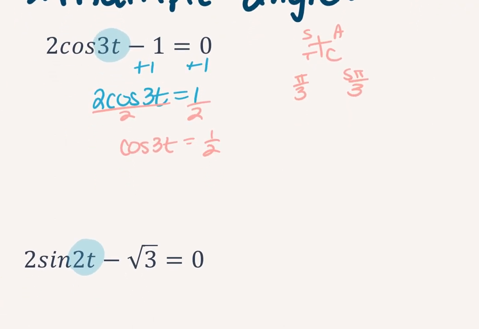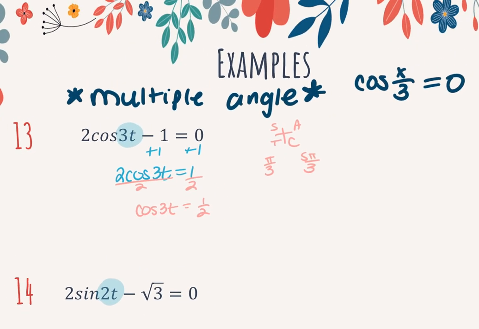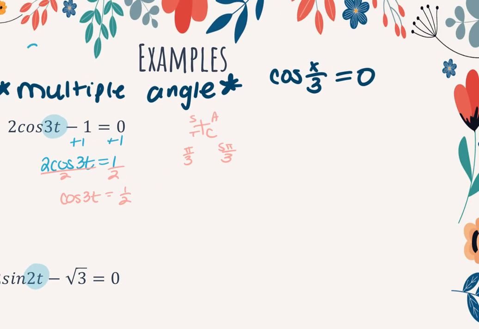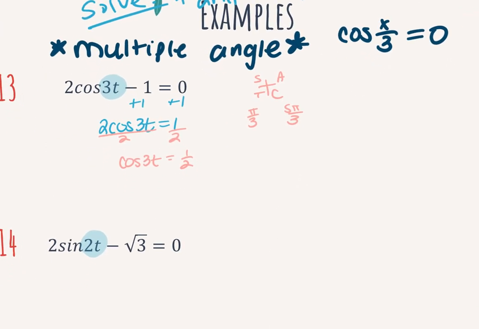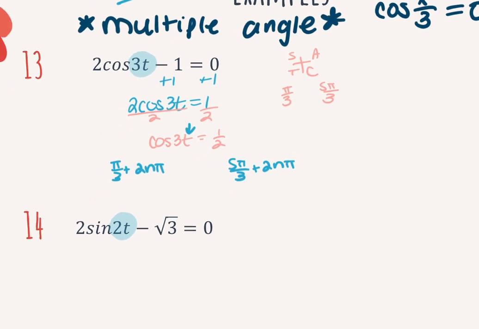Okay, so the two answers are pi over 3 and 5 pi over 3. And because it doesn't give the interval in my instructions, it would have just said solve. I have to add 2n pi because it's cosine. So I'm going to take pi over 3 and add 2n pi, and I'm going to take 5 pi over 3 and add 2n pi. And if the question just had one variable, I'd be done. It would be t equals that, but it's not. It's 3t equals that.